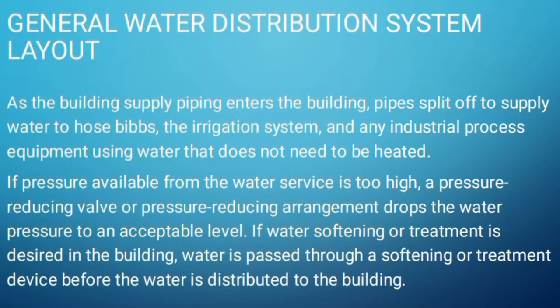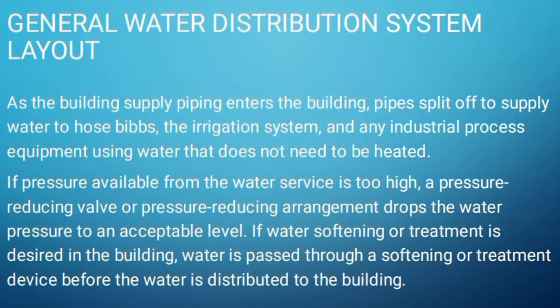As the building supply piping enters the building, pipes split off to supply water to hose bibs, the irrigation system, and any industrial process equipment using water that does not need to be heated. Like what I said a while ago, a building shut-off valve is typically located at this location.